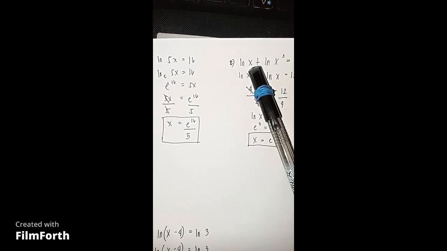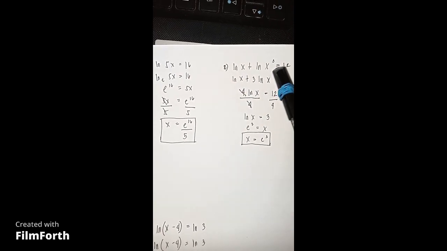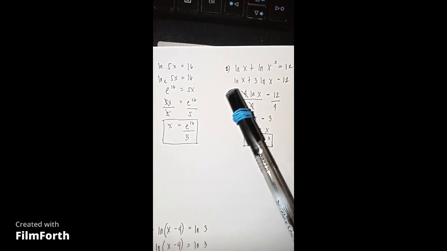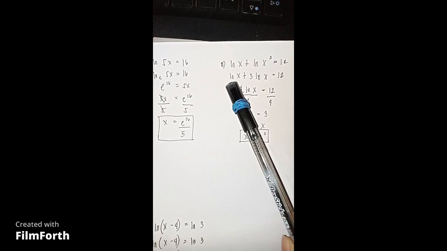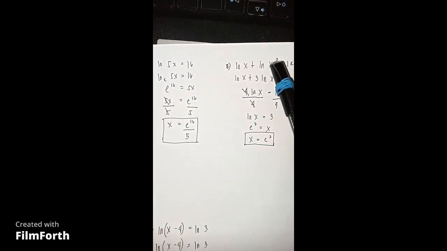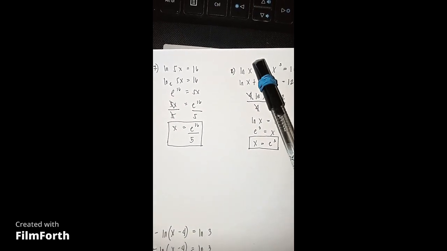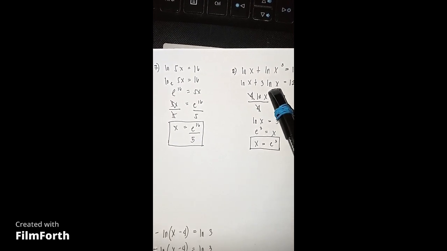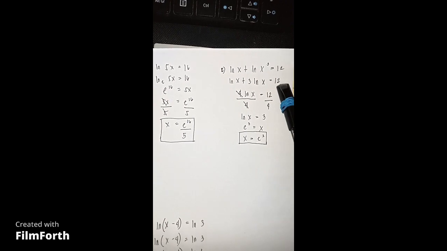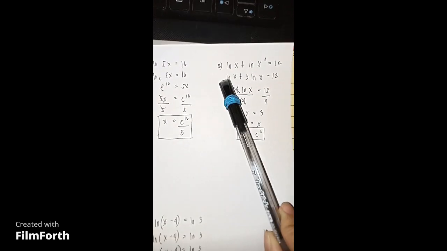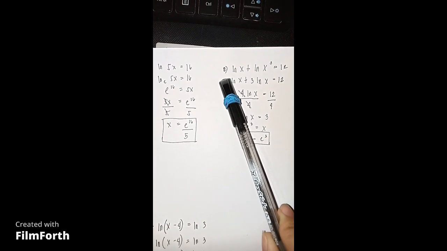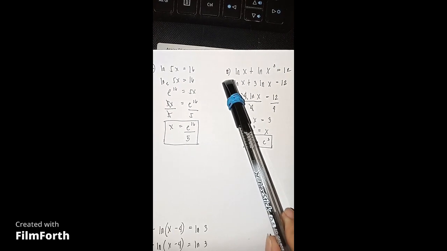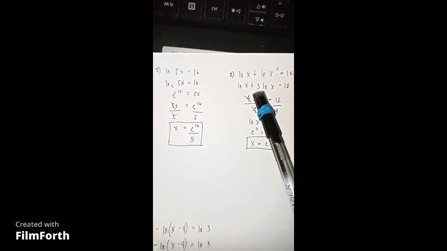So ln x plus ln x cubed equals 12. So copy ln x. So this cube must be transposed here in front of ln. So we have here 3 ln x equals 12. So it's understood that there's a number 1 here. So 1 plus 3 is 4.